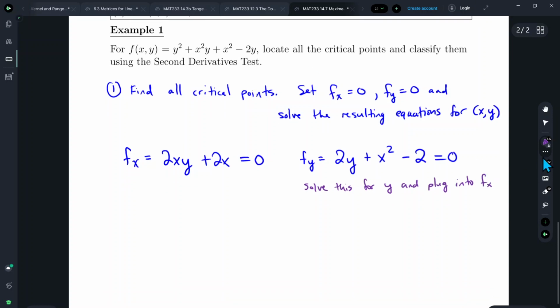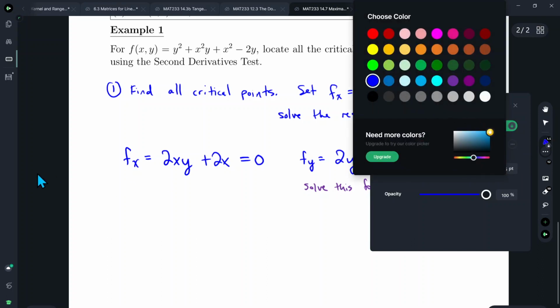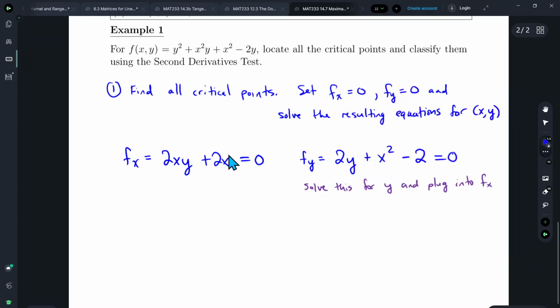Typically, there's no real pattern to solving these, so you have to look at your two equations and figure out the best course of action. In this case, it's to solve this equation for y in terms of x and then plug it into the first equation.